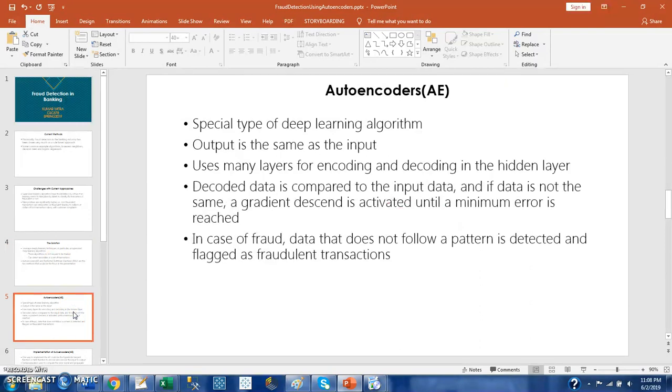So AE, they're a special type of deep learning algorithm. Output is the same as the input. They use many layers for encoding and decoding in the hidden layer. Decoded data is compared to the input data, and if the data is not the same, a gradient descent is activated until a minimum error is reached. In case of fraud, data that does not allow a pattern is detected and flagged as fraudulent transactions.